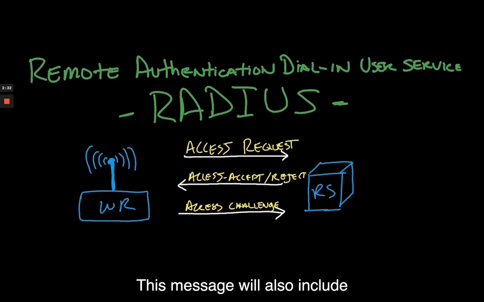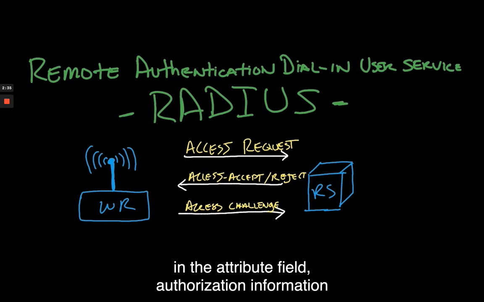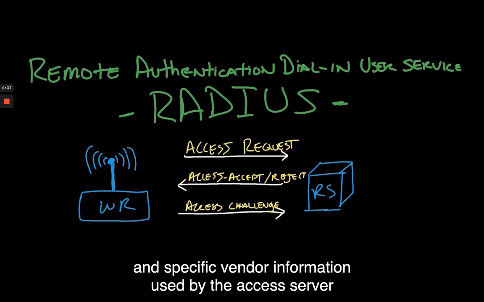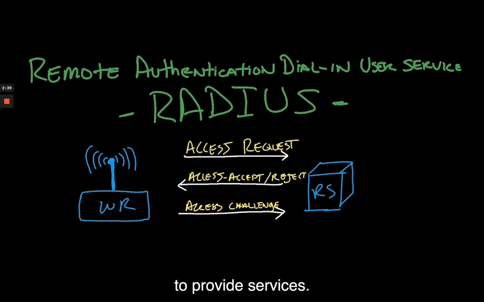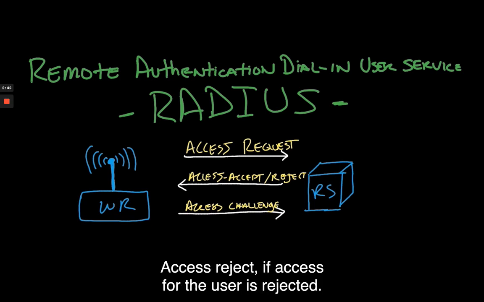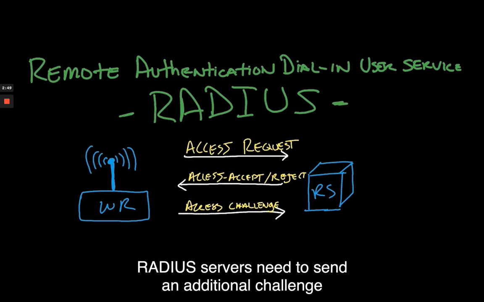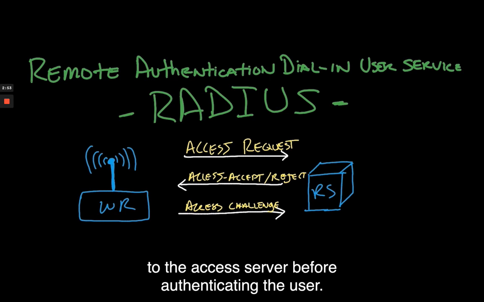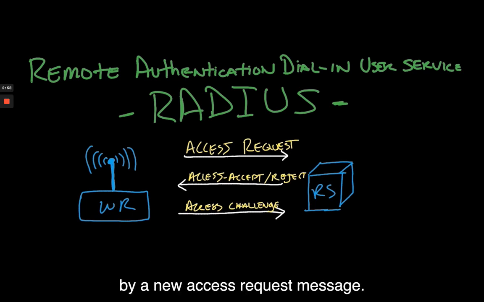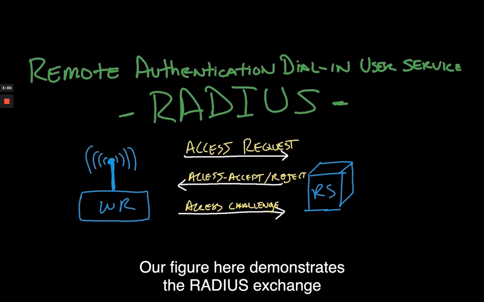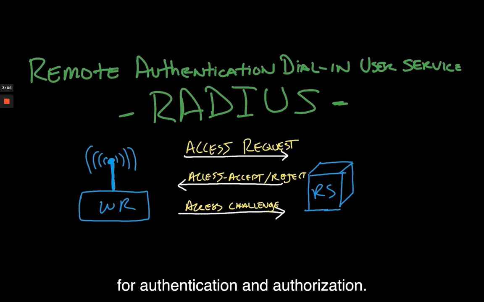This message will also include in the attribute field authorization information and specific vendor information used by the access server to provide services. Access reject if access for the user is rejected. Access challenge. If additional information is needed, Radius servers need to send an additional challenge to the access server before authenticating the user. The access challenge will be followed by a new access request message. Our figure here demonstrates the Radius exchange for authentication and authorization.